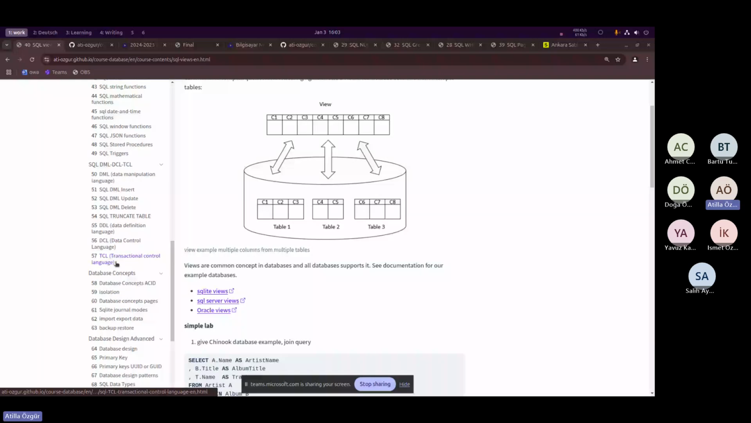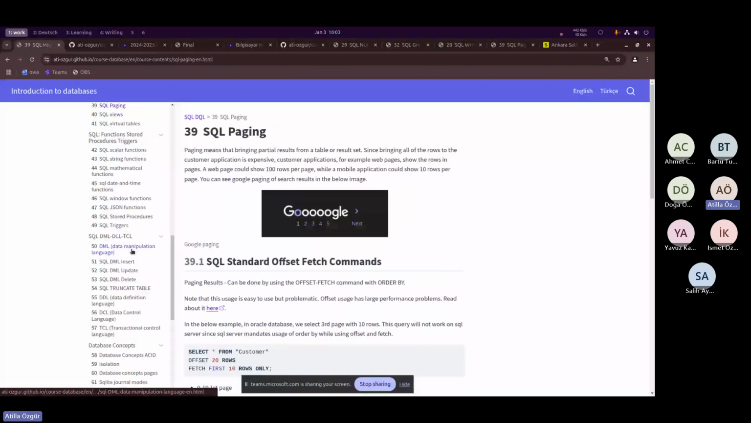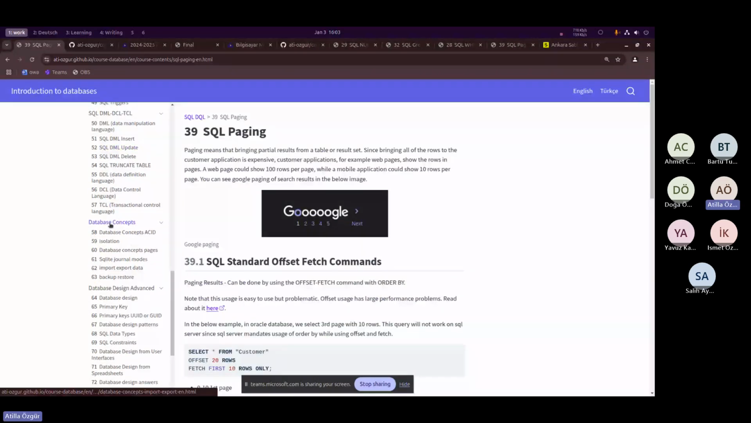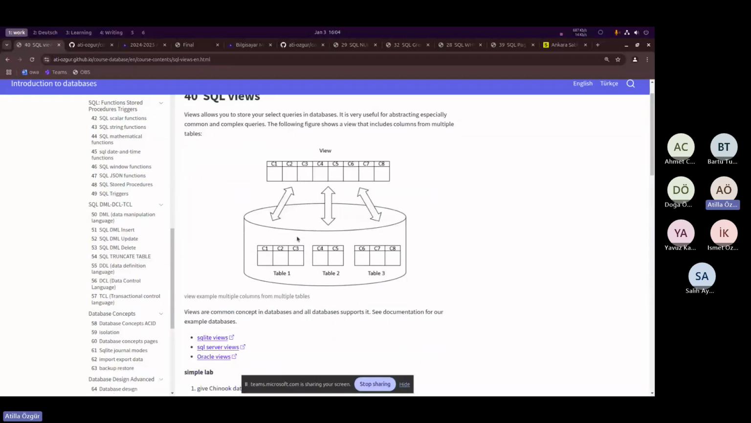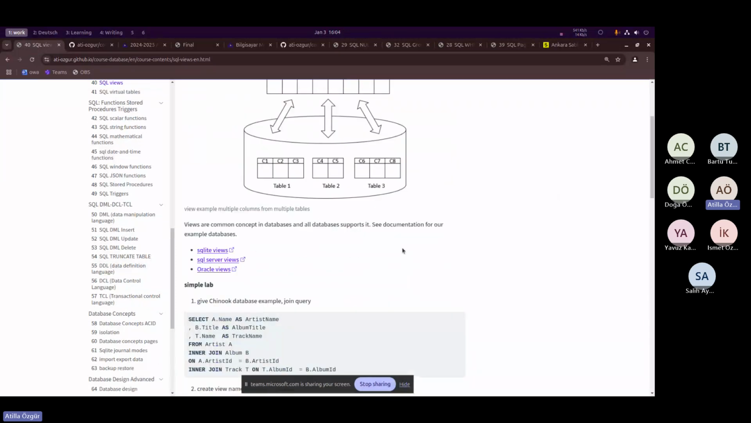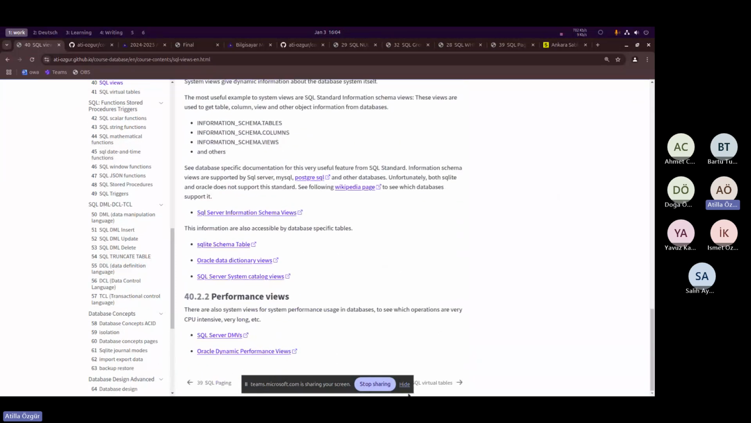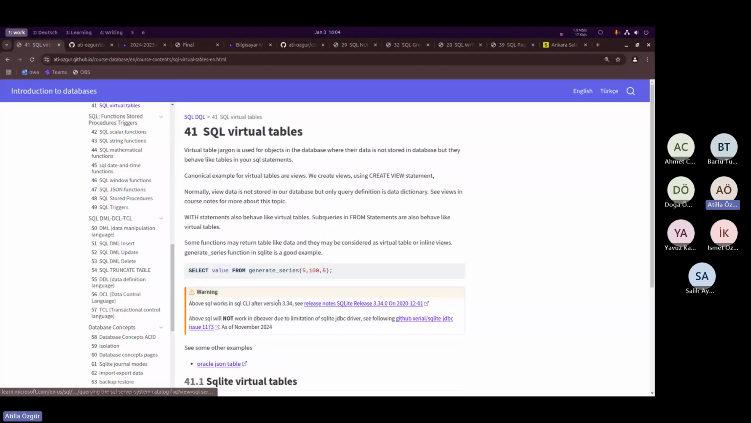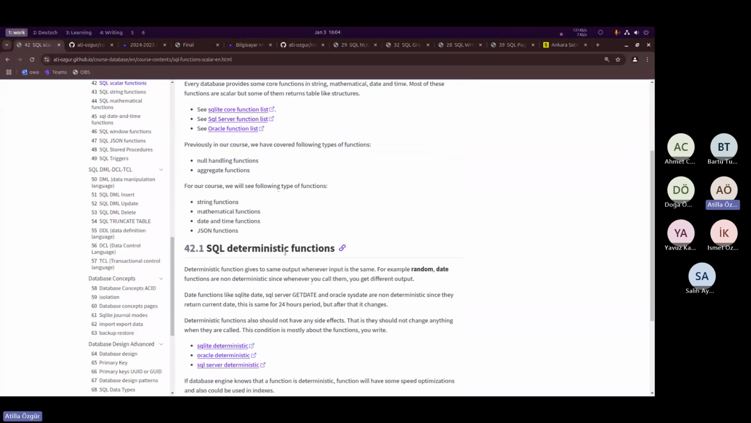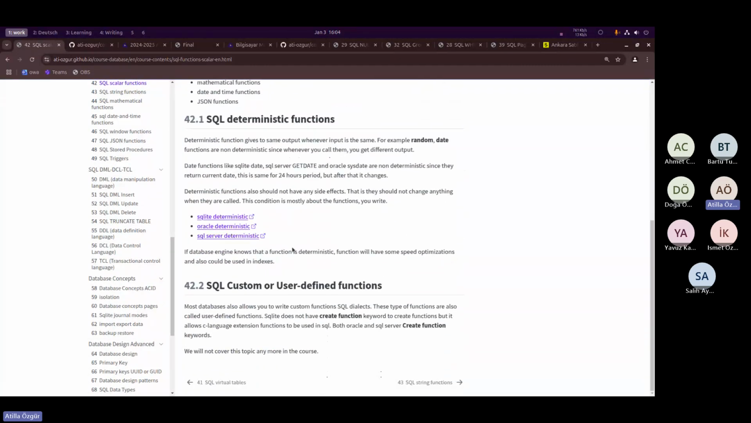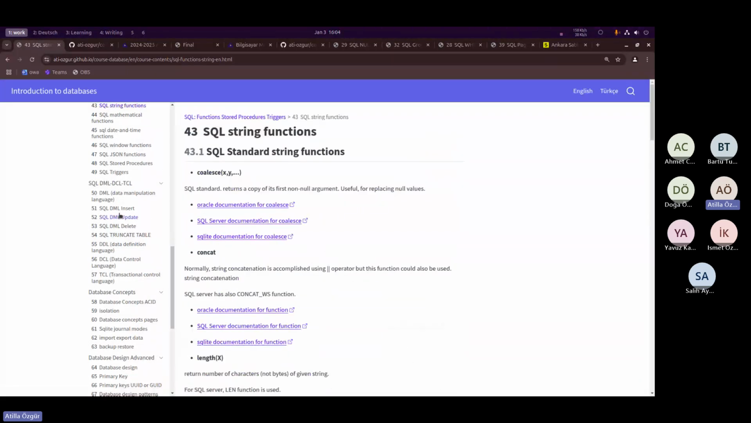Okay. Last lesson we have talked about paging. Then we have talked about views. You are not responsible for views in the exam since this is mostly given for extra information. You should know about them. Virtual tables, again, the same. The scalar functions are the functions we are using in SQL. We can create custom or user-defined functions, but they are not important.